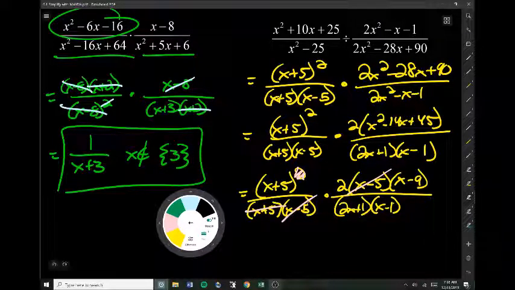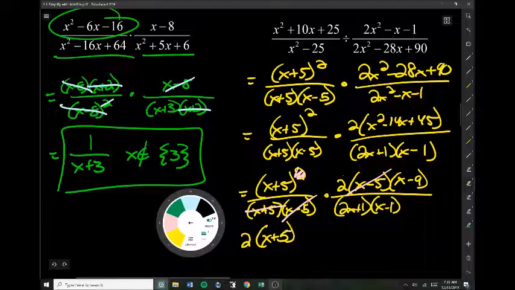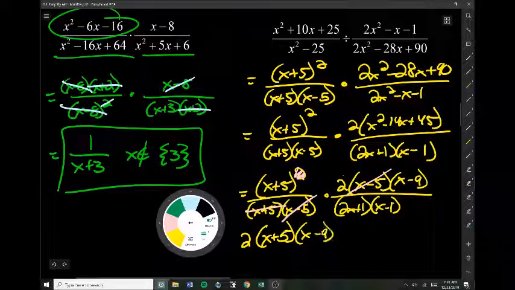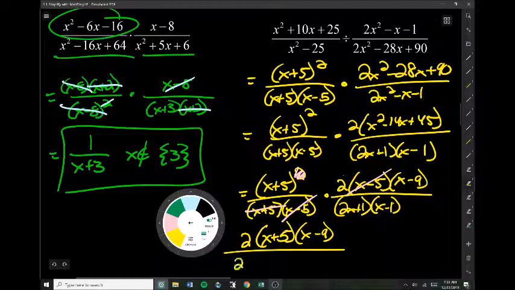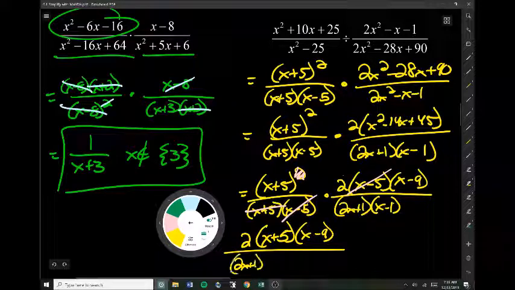So what I have left is a 2. I'm going to put the 2 first, times x plus 5 times x minus 9, over 2x plus 1 times x minus 1.